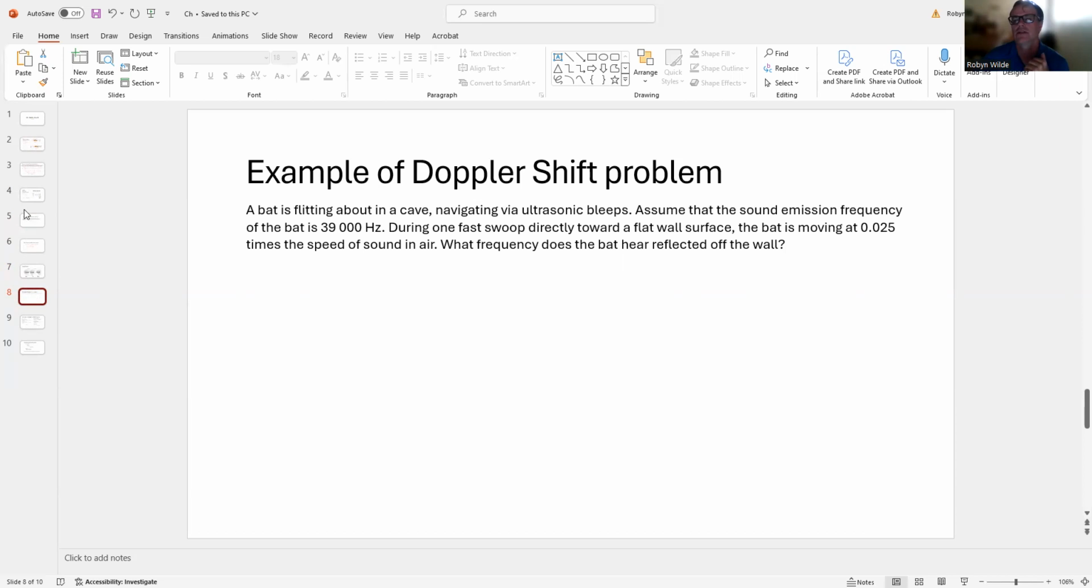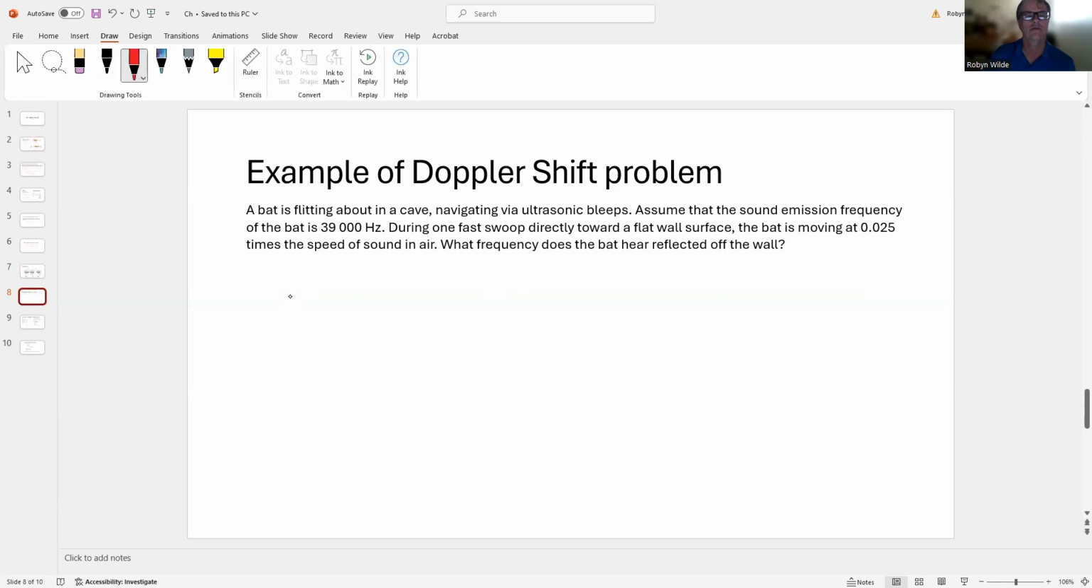So we're going to assume that the sound emission frequency of the bat is 39,000 hertz. And during one fast swoop directly toward the flat wall surface, the bat is moving at 0.025 times the speed of sound. What frequency does the bat hear reflected off the wall? We've got to do this in 2 steps, but let's first of all write down our known values here.